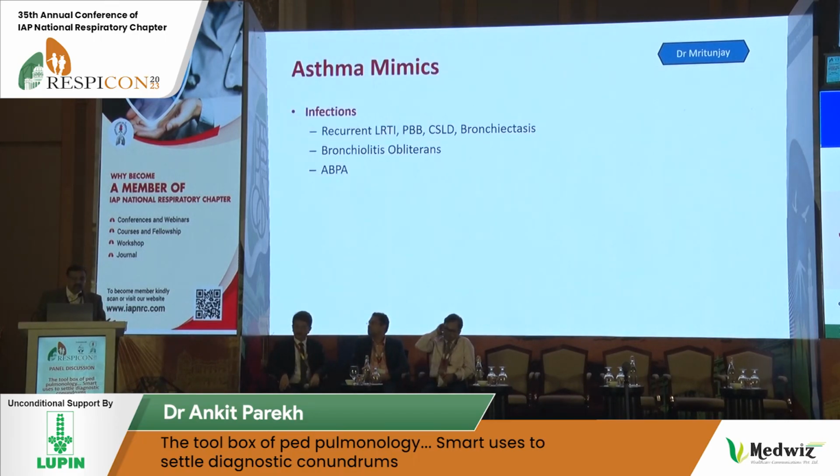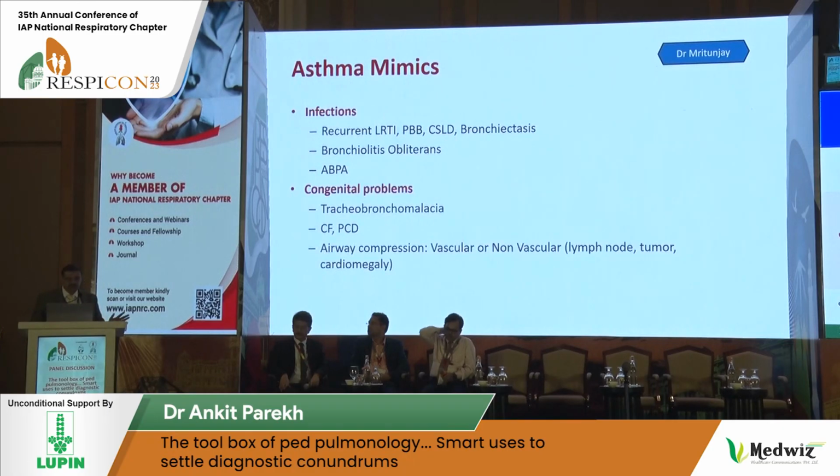And these are the usual mimickers which you would see. So you'll have suppurative lung disease, bronchiectasis, bronchiolitis obliterans, and ABPA. These are a common group of mimickers. Then you can also have congenital problems which have been missed previously, like malacia, but you can also have CF, PCD, and airway compression. So look at these differentials as well.